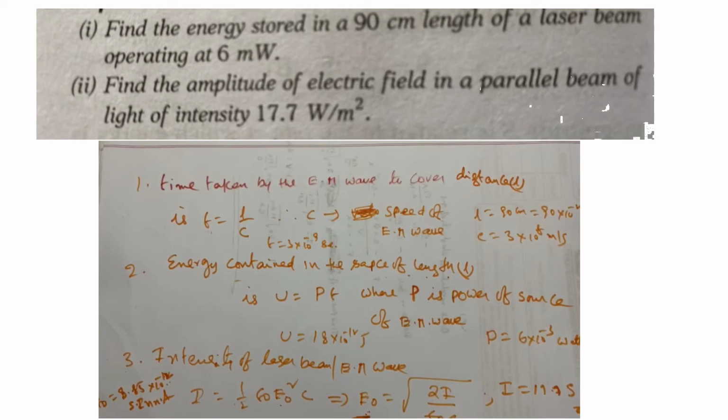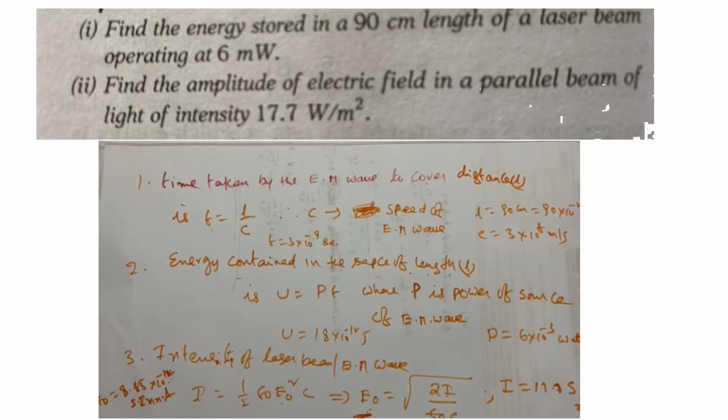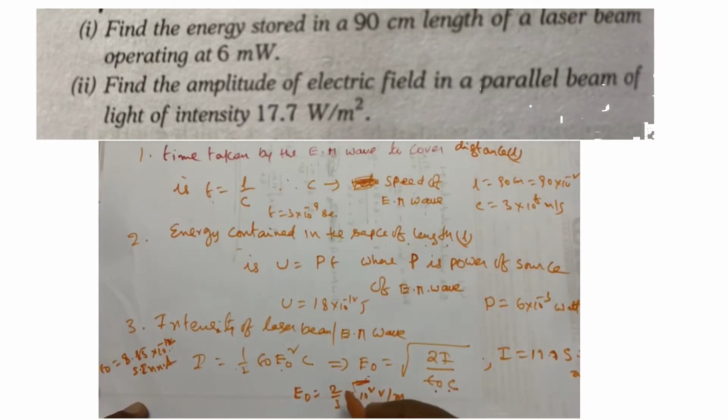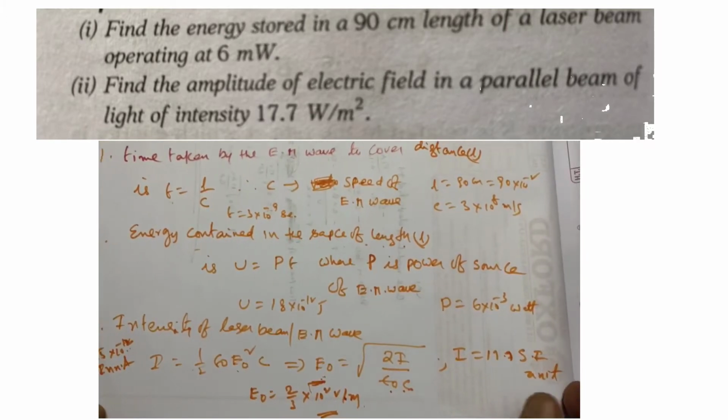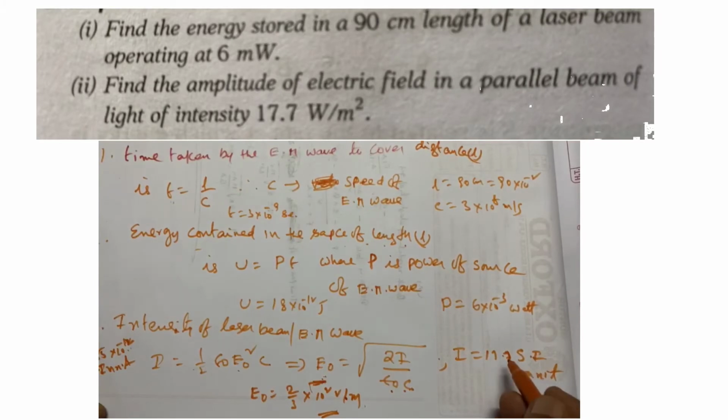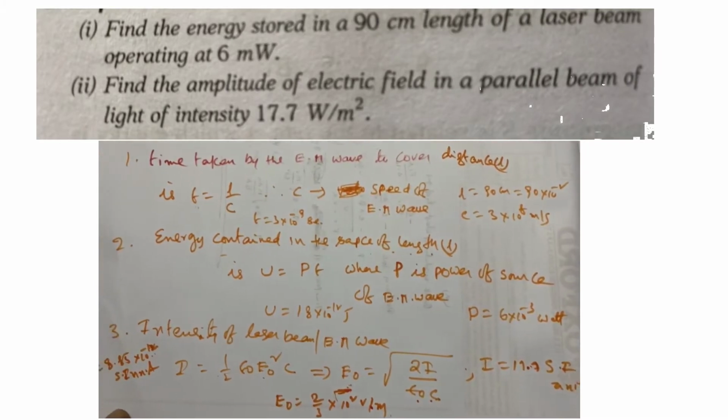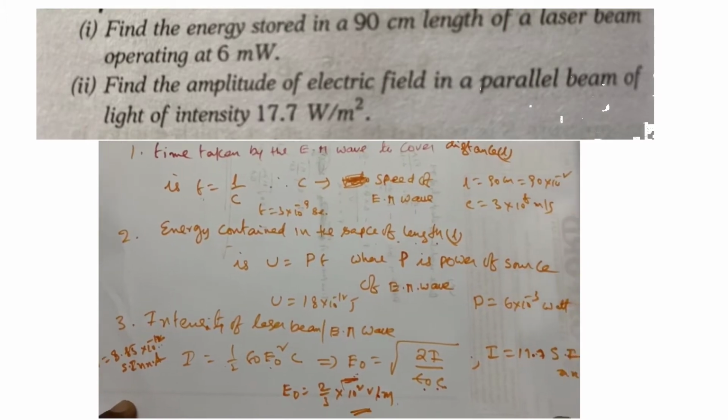By calculating, E naught will come 2 by 3 into 10 to the power of 2 volt per meter. Epsilon naught value, C is the known value, I is 17.7 SI unit. So totally you can calculate all the values, the E naught value.